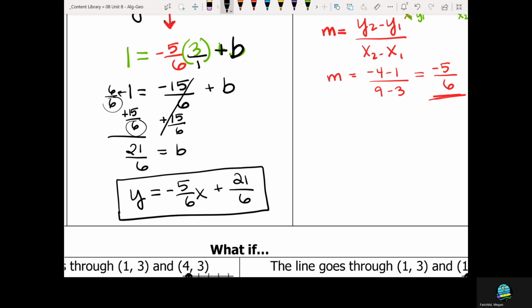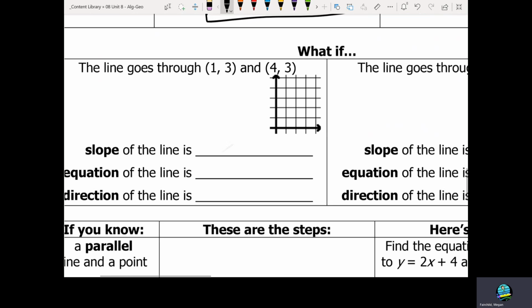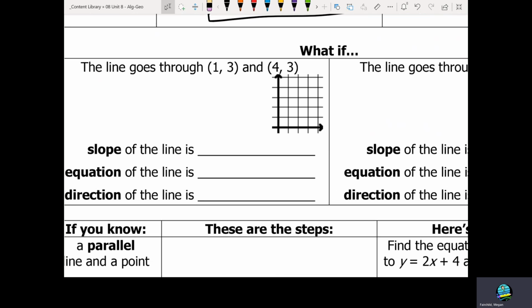Questions? All right, next part. What if the line goes through 1, 3, and 4, 3? All right, everybody graph that. Graph a line on this drawing here that goes through 1, 3, and 4, 3. All you need is 2 points to make a line, right?